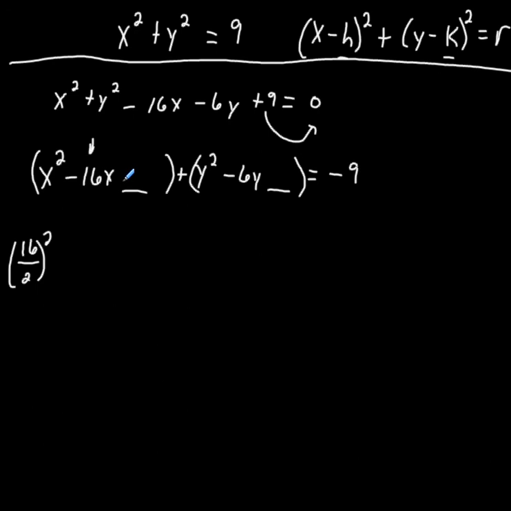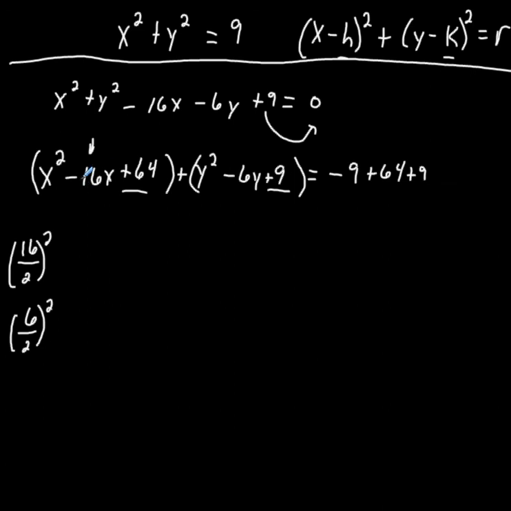I'm sorry. Let's repeat that. 16. What is half of 16? It is 8, not 4. So 8 squared is 64. So let's put a positive 64 here. And we're going to do the same thing over here. Positive 64 here. Now, let's do the same thing with this one. Take the 6, half it. What's half of 6? It's 3. And 3 squared is 9. So let's put plus 9 there and plus 9 here.